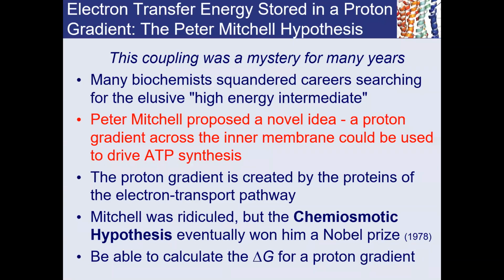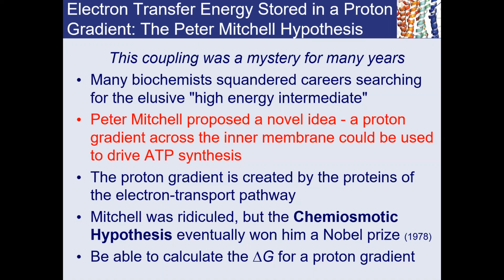Now that brings me to a very, very interesting theory, the chemiosmotic theory, or chemiosmotic hypothesis. It was the first theory proposed by Peter Mitchell, a British biochemist who got a Nobel Prize in 1978 because he discovered the mechanism by which ATP is synthesized from consumption of fuel.